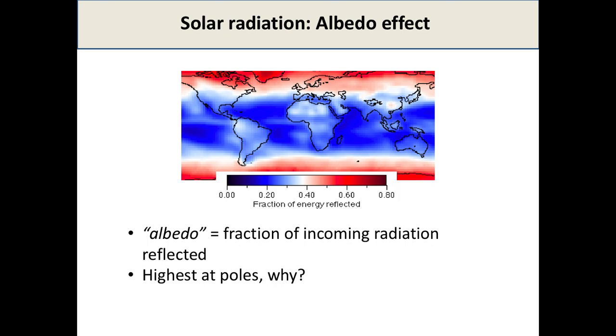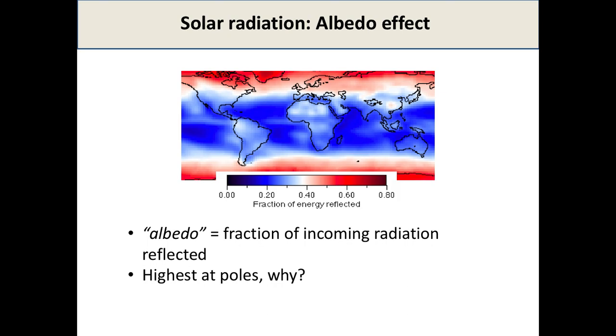We've also got what's known as the albedo effect. The albedo is the fraction of incoming radiation which is reflected. So we receive radiation, some of it's absorbed, some of it's reflected back out. It's highest at the poles, lowest certainly over the oceans. Any idea of why? Yep, exactly. It's white. The landscape here is white. It's reflecting more sunlight.